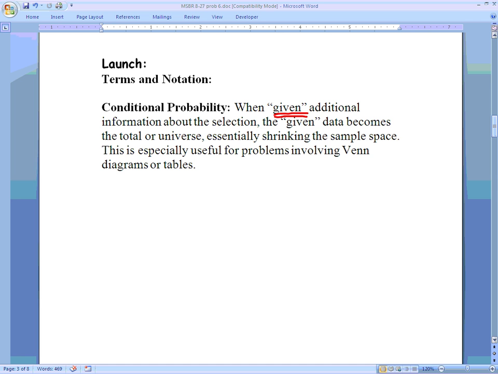There are other words that can indicate conditional probability, given being the key word. If you see a probability question with the word given in it, you probably know that you're going to be dealing with conditional probability, in which case the denominator, or the total, or the sample space, or universe, is going to shrink, get a little bit smaller. Other words used instead of given are "it is also known that," or "of these people," or "of these things," knowing this other information somehow indicating that.